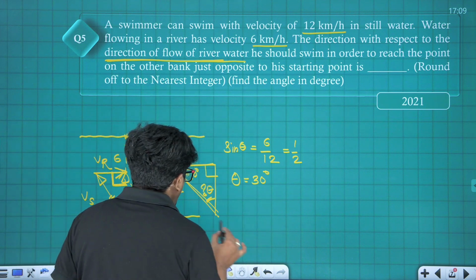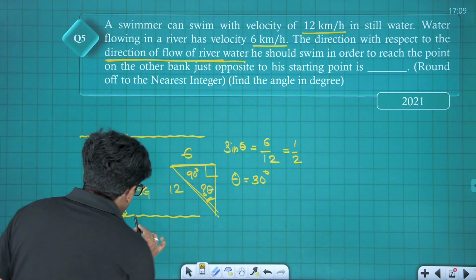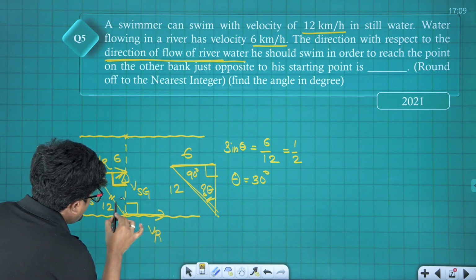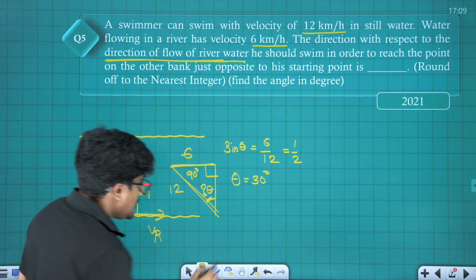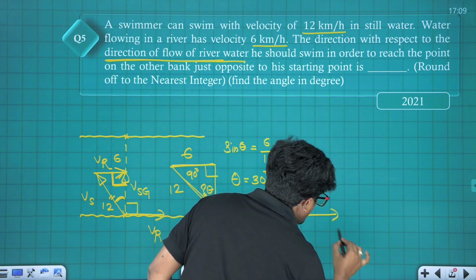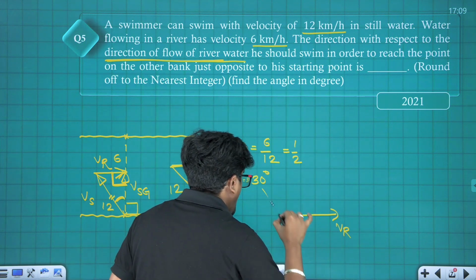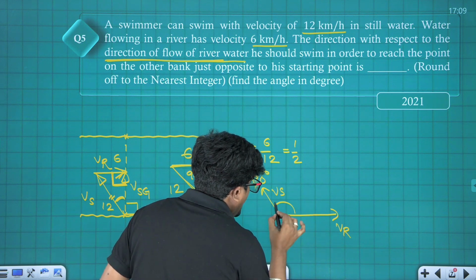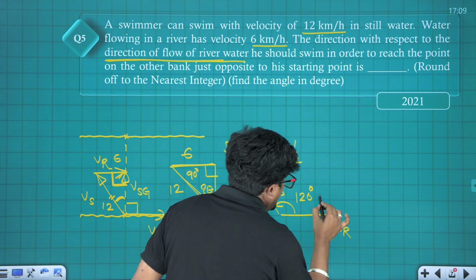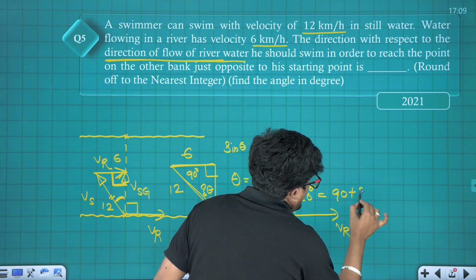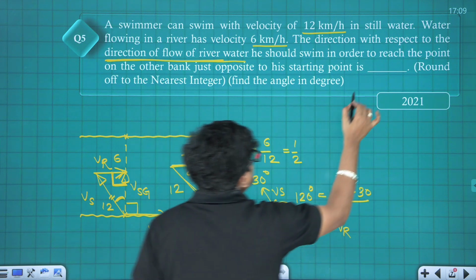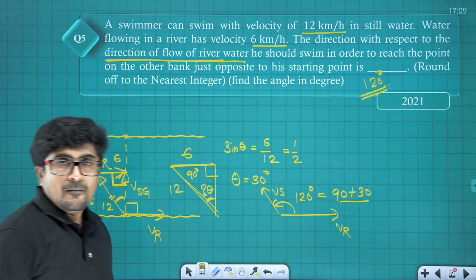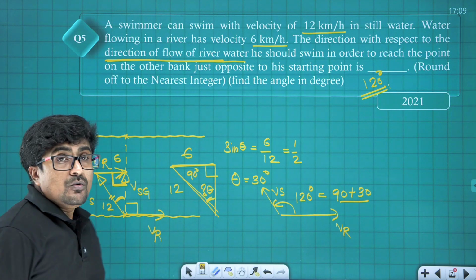Now have a look. What they are asking is, this is the direction of velocity of the river. So this angle is 90. We got this as 30 degree. So if I consider the velocity of the river and the velocity of the swimmer, this angle is going to be what? 120 degree. What is that 120 degree? 90 plus 30. So here the answer needs to be 120 degree. Was that fine? Now let's check the next.